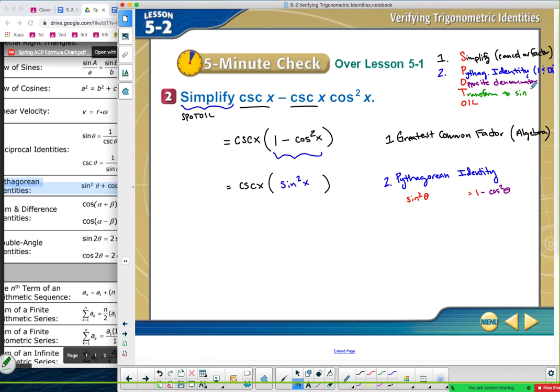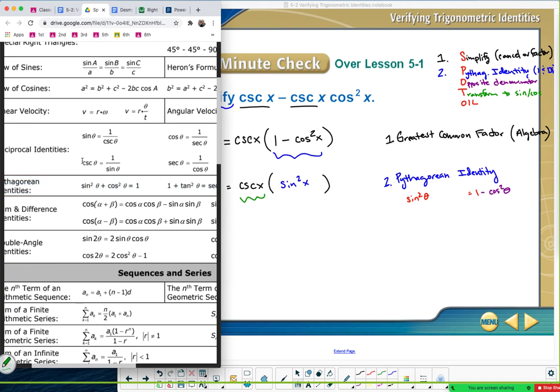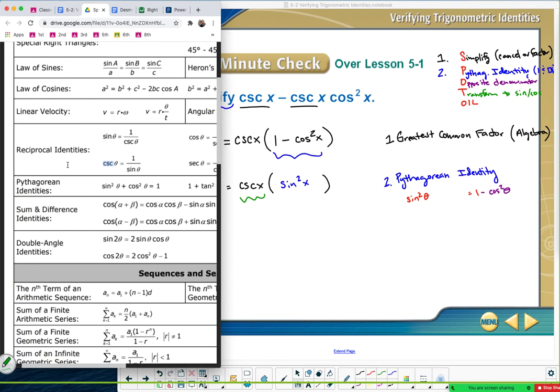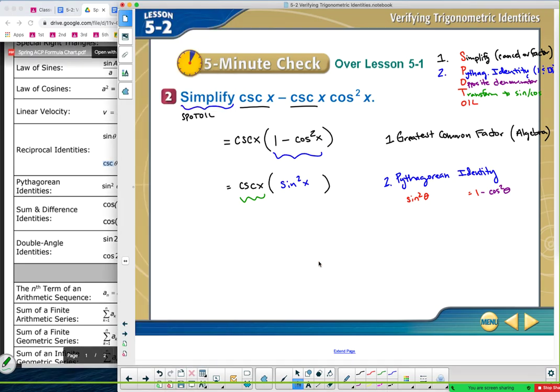Transform to sine or cosine. And so I see CSC is not in sine cosine form. So what is CSC equivalent to? So I look right here, right above. This is called a reciprocal identity. And I find out that CSC is equivalent to 1 over sine. So CSC becomes 1 over sine x. And then I'm going to leave this as it was. I'll just put it in blue here so you can see that nothing changed from that step.